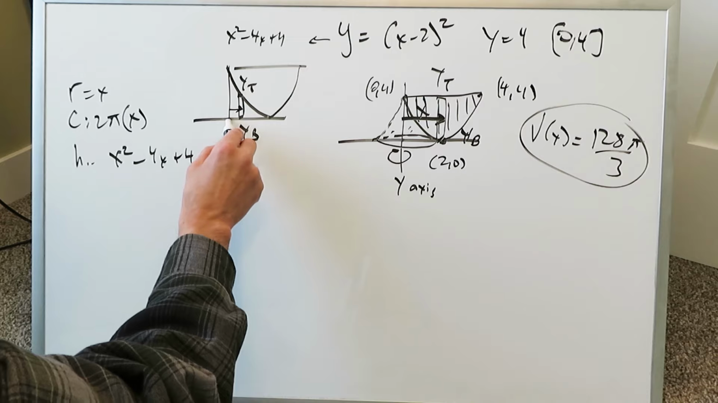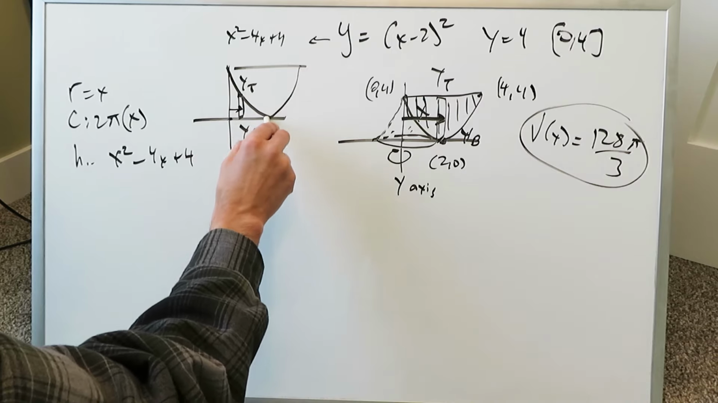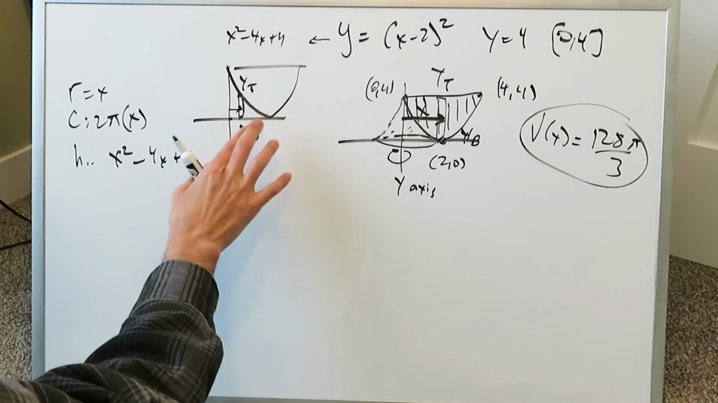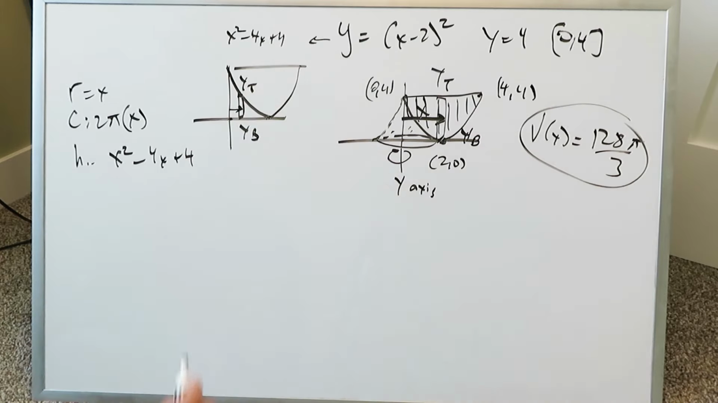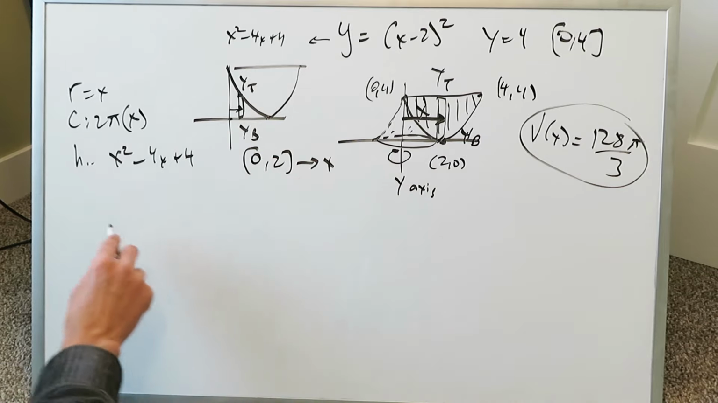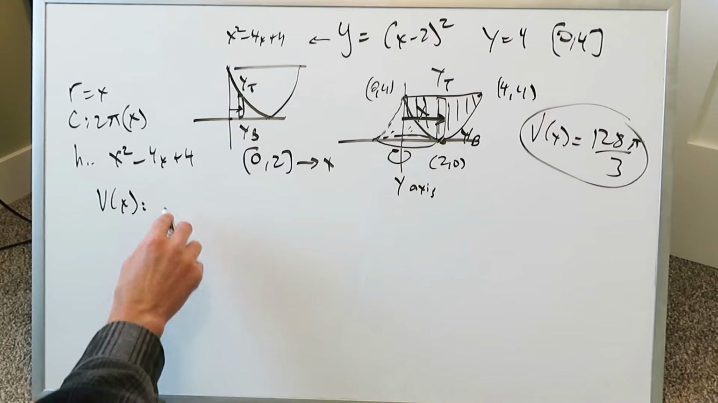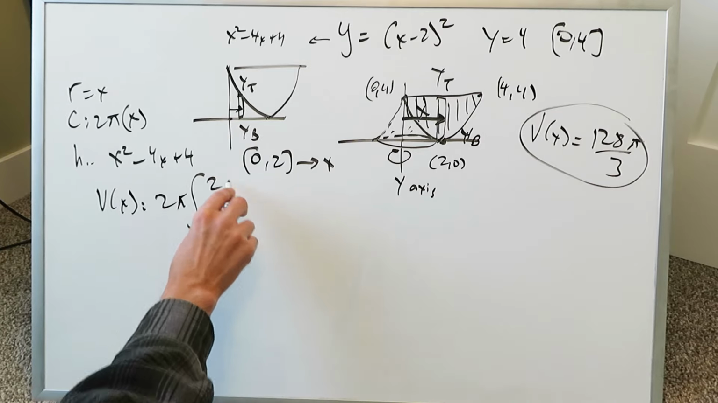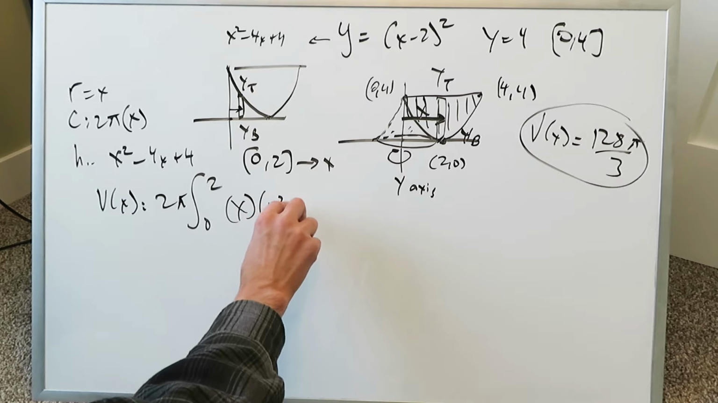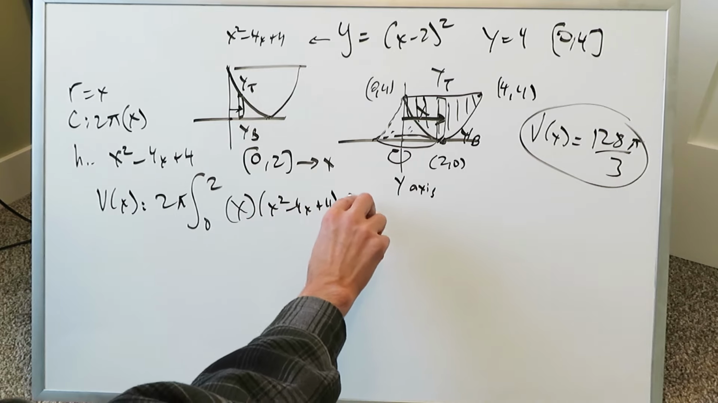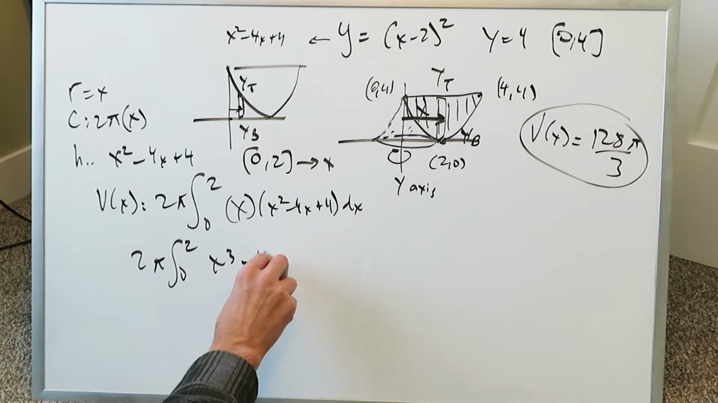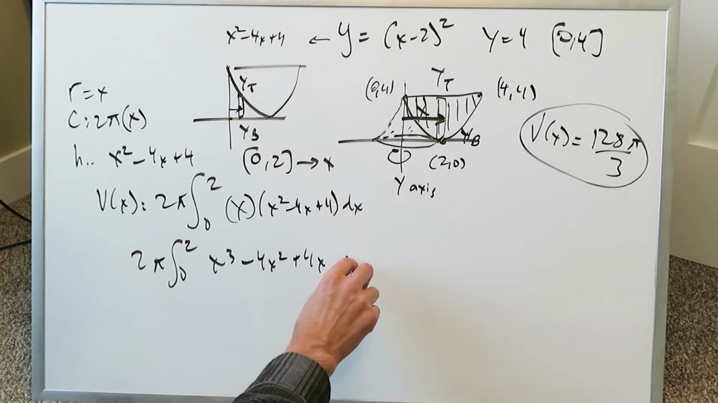What's your interval going to be? You're looking at everything from right here to right here, because this internal cone shaped figure ends right over here at the vertex. So your interval is now 0 to 2, but still along the x-axis dimension. Your integral becomes this. You have 2 pi from 0 to 2, multiplying with your radius x, times x squared minus 4x plus 4 dx. And you can integrate this and it wouldn't be hard. You would have x cubed minus 4x squared plus 4x dx.